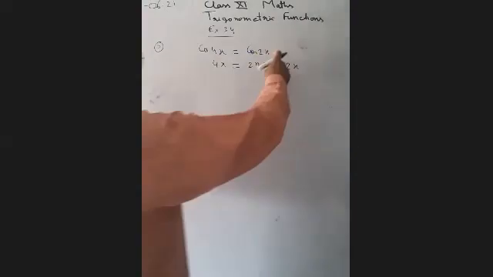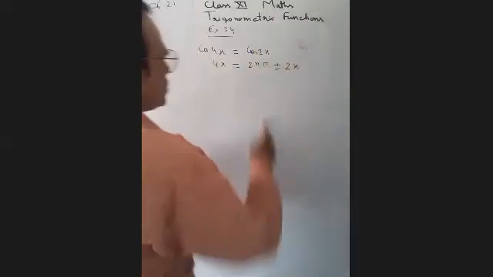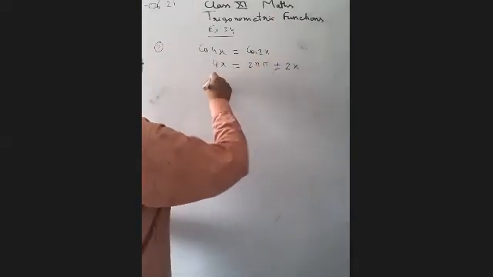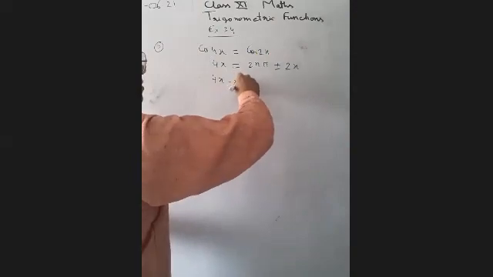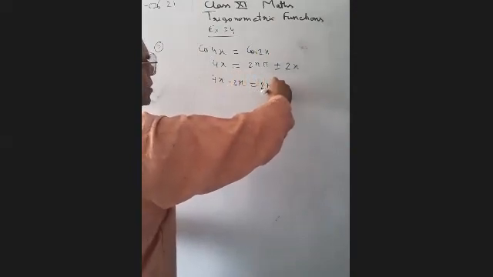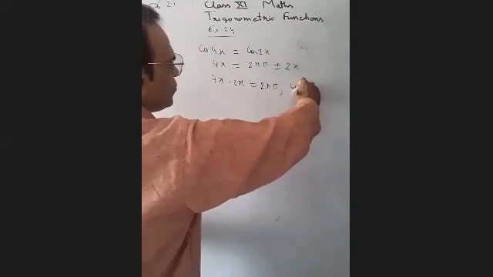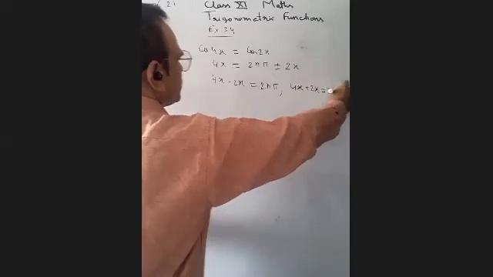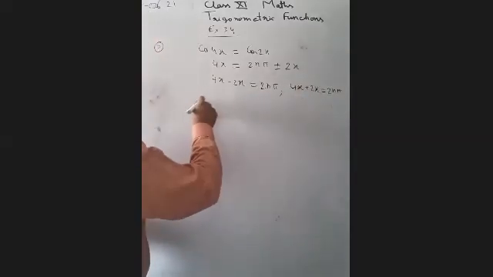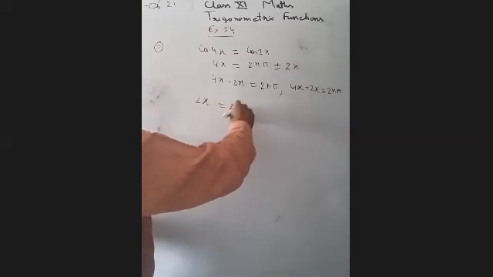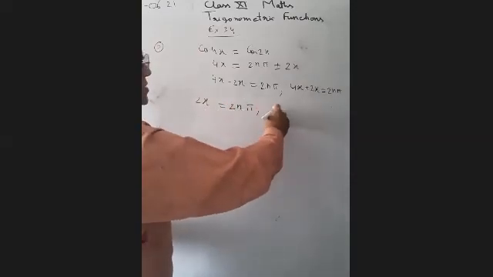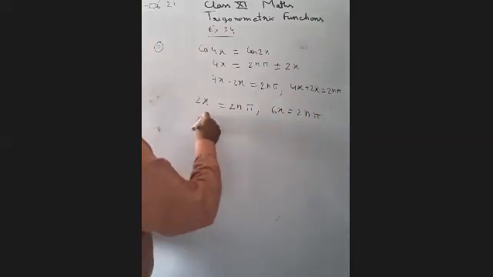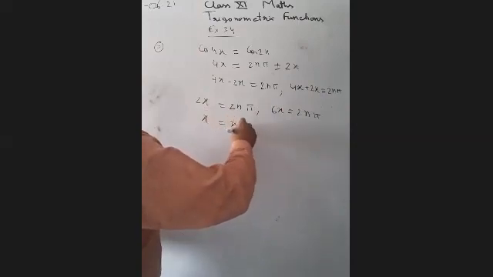So you have to take one time plus or minus. If both are in terms of x, we can simplify this one. If we take plus, it will be 4x minus 2x is equal to 2n pi. If we take minus, then 4x plus 2x is equal to 2n pi. Okay. In case we get 2x is equal to 2n pi, 6x is equal to 2n pi, x is equal to n pi by dividing by 2.